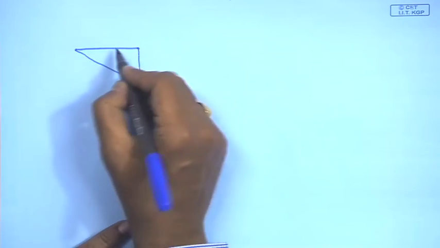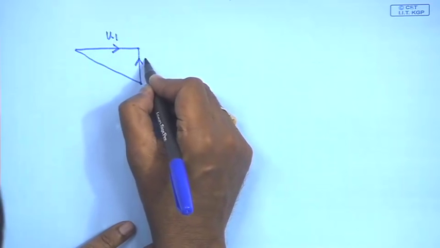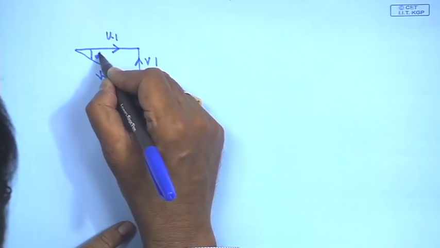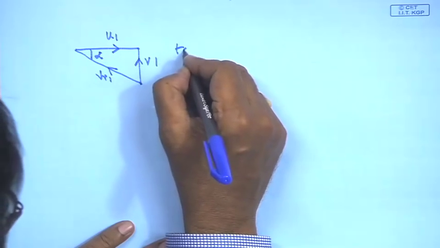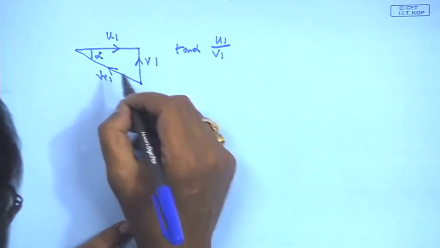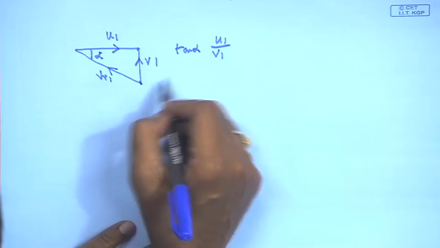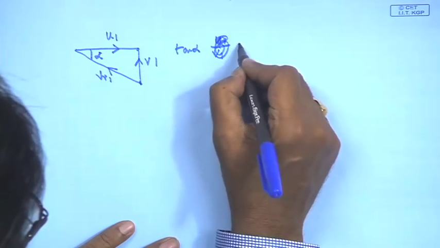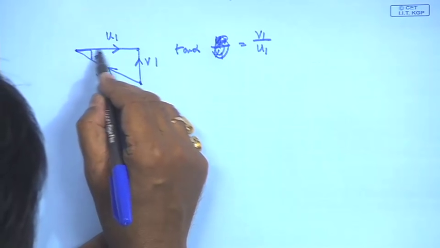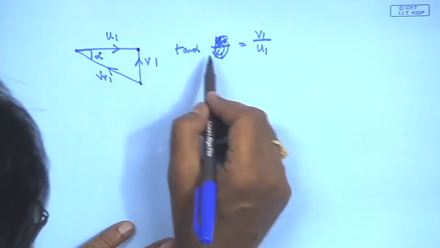However, if we know U1, the rotor speed, and V1 and VR1, let us draw the diagram. If this is alpha, then tan alpha is V1 by U1. So I have to know the flow velocity or the relative velocity. If I know this velocity at the root, then it will be the angle at the root; at the tip, it is the angle at the tip.